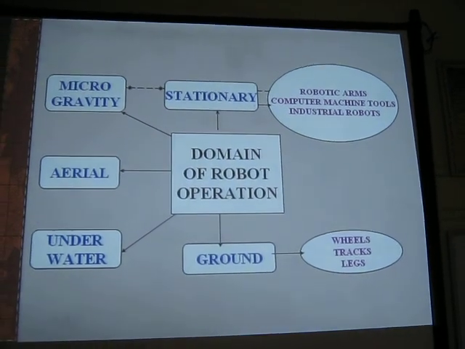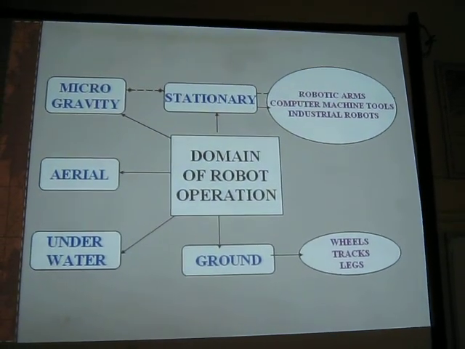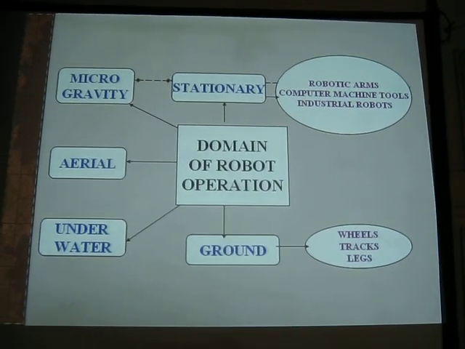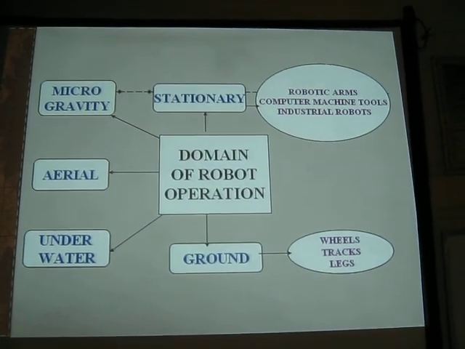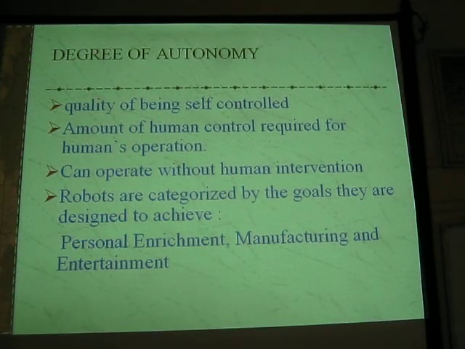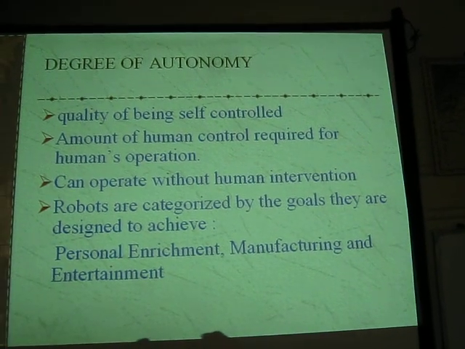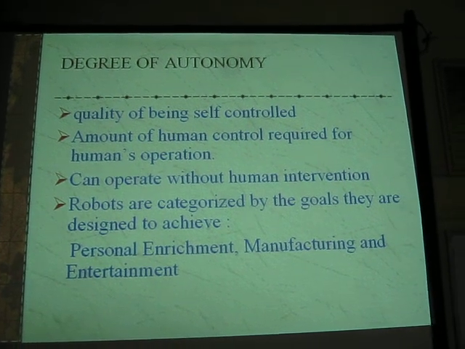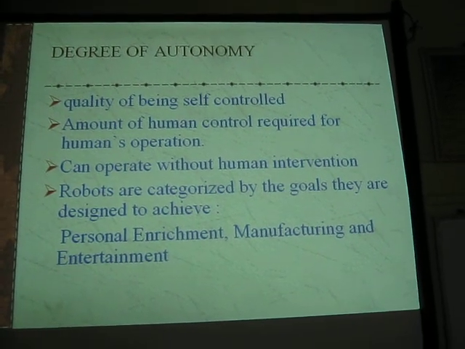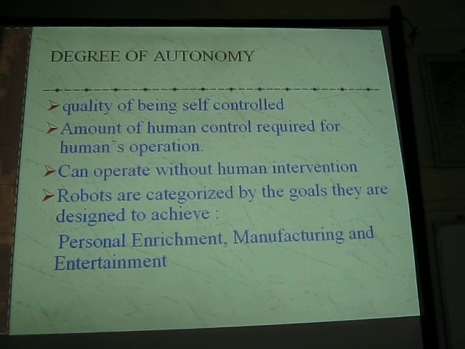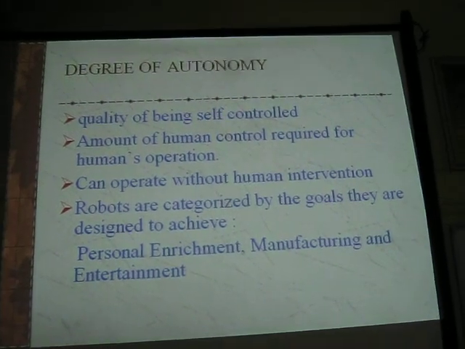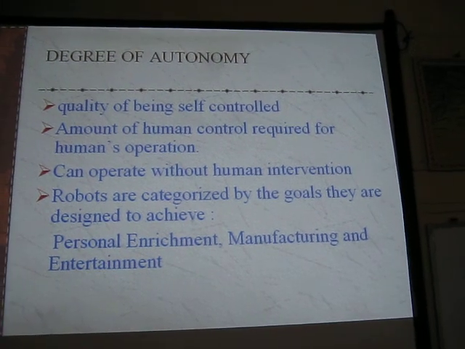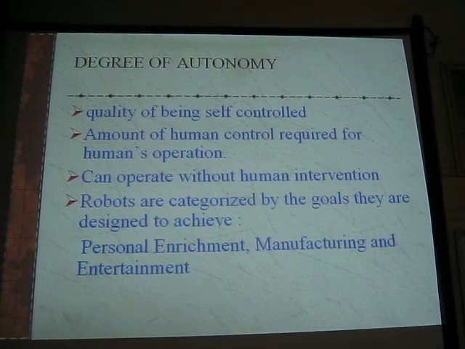Domain of robot operation: microgravity, aerial, underwater, ground, stationary. Next. Degree of autonomy. If you say robot, it has the quality of being self-controlled; the amount of human control required for operation, it can operate without human intervention. Robots are categorized by the goals they are designed to achieve: personal entertainment, manufacturing and entertainment.